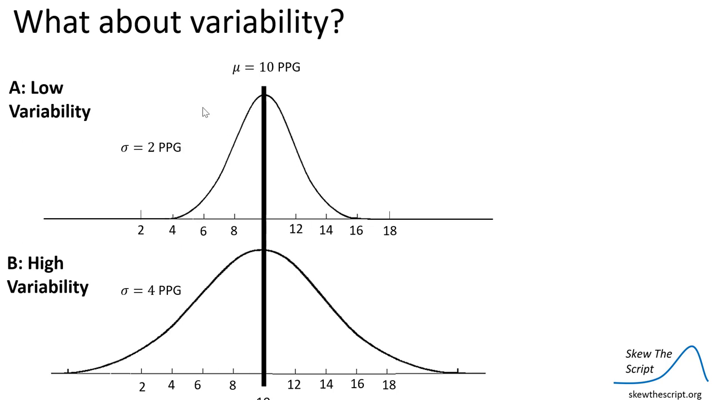Our first data set has a low variability because it's pretty tall. Everything is very close to the mean. It's saying that my standard deviation is 2 points per game. So this grouping of data is all very close.